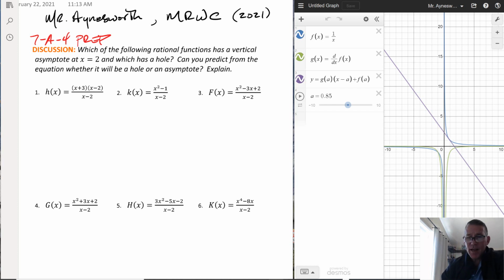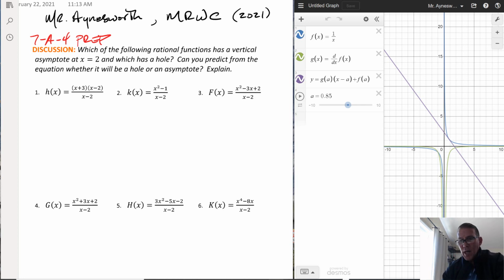We're here in Activity 7A4. Well, we're prepping for Activity 7A4 here in MRWC 2021. Oh yeah, during the crazy pandemic time. So I will develop this here for you guys and help you guys out, prepare for this activity. And there's a lot involved in this activity.